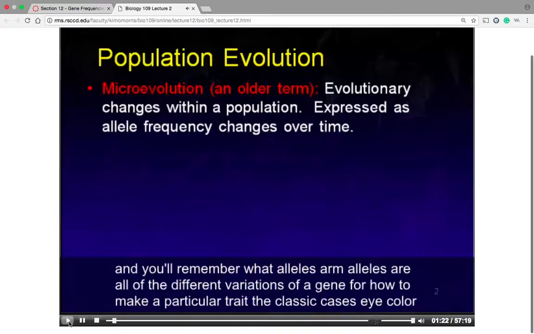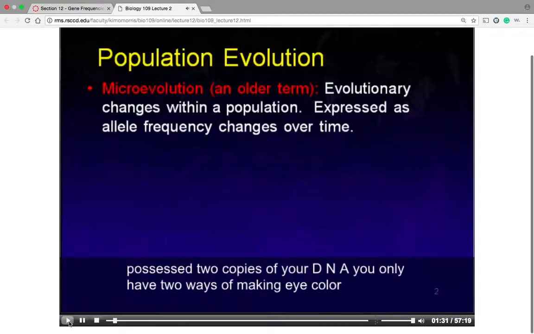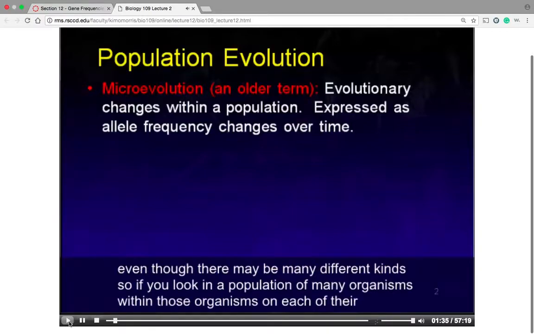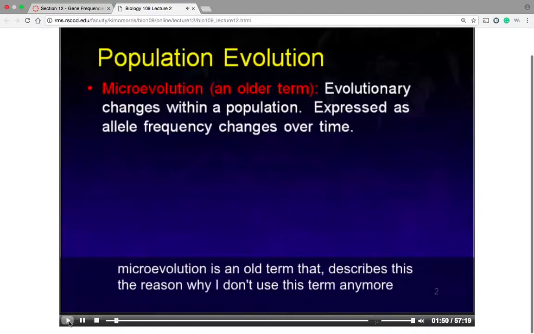The classic case is eye color. Obviously, there are many different ways of making eye color, and yet because you only possess 2 copies of your DNA, you only have 2 ways of making eye color, even though there may be many different kinds. So if you look in a population of many organisms, within those organisms on each of their DNA strands is going to be information on how to make all those different varieties of eye color. So microevolution is an old term that kind of describes this.